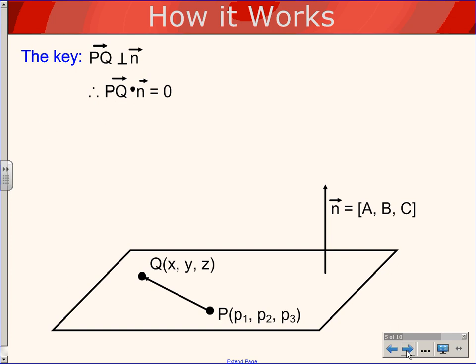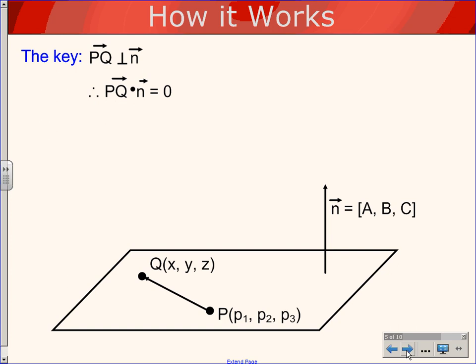Well, the way that we're going to be able to do that is if point Q is some other point on the plane, then if I draw a vector from P to Q, that's now a vector that's on the plane or parallel to the plane, and the normal vector is perpendicular to the plane. So the vector PQ and vector n have to be perpendicular, and if things are perpendicular, that means that their dot product has to be 0. And basically that creates an equation for us.